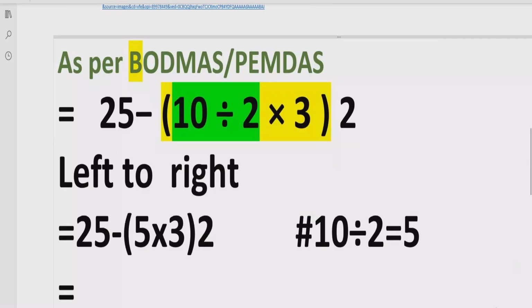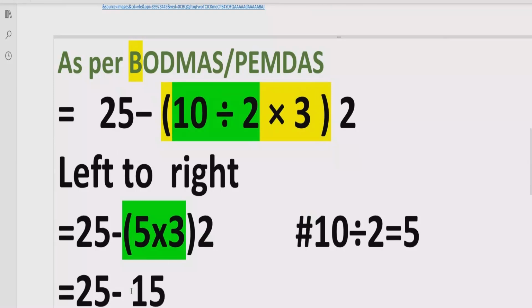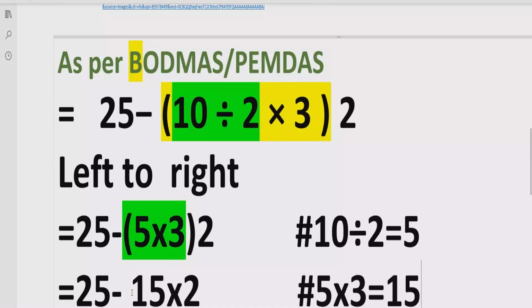Now move forward. Again, we have to solve this bracket. So we will solve this one, which is 5 multiplied by 3. So 25 minus, 5 multiplied by 3 means 15. And multiplied by 2, we will write as it is. 5 multiplied by 3 equals 15.